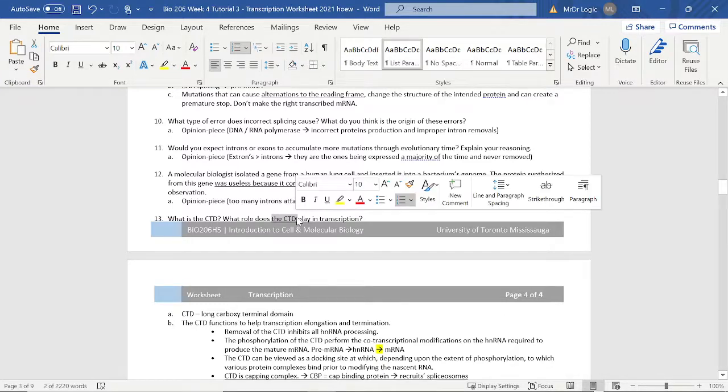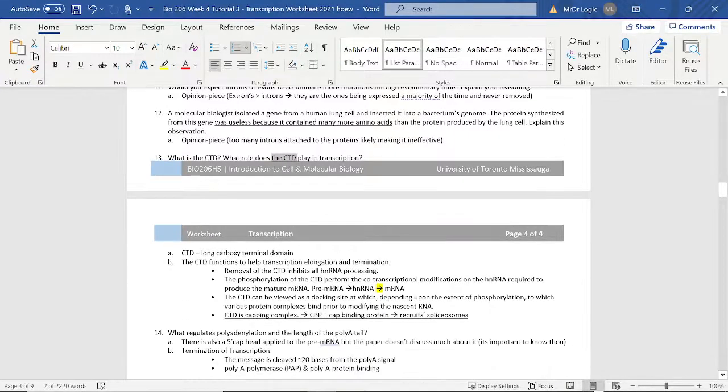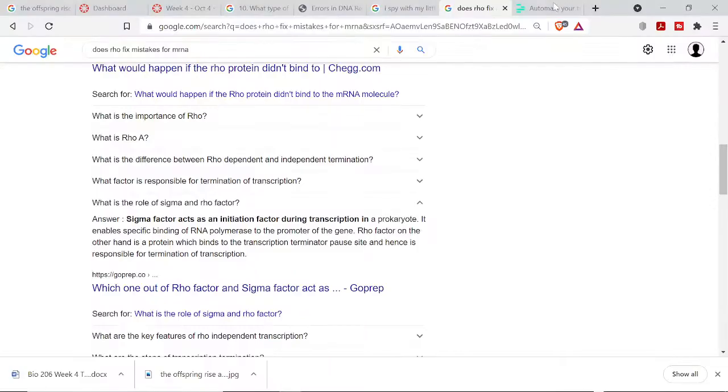I had no idea what this is, so I posted everything I know about this here. CDT is a long terminal domain. Basically, it's just a long carbon chain, but it's very confusing and unique. It helps with transcription, elongation, and termination. Without it, like the removal of CDT, it inhibits all hnRNA processing.